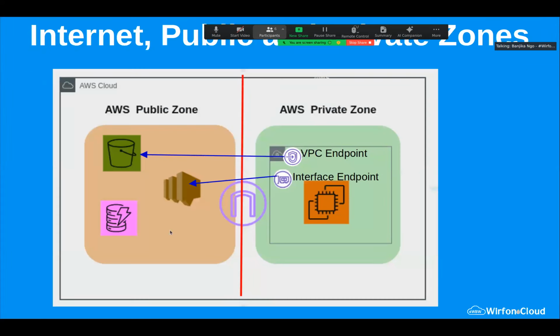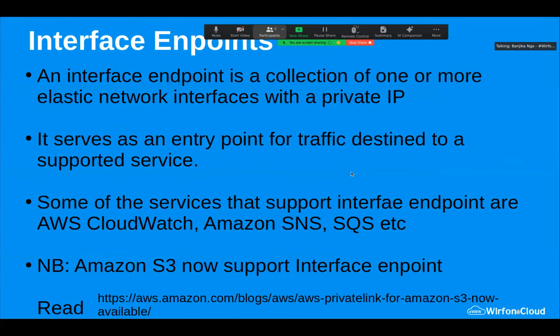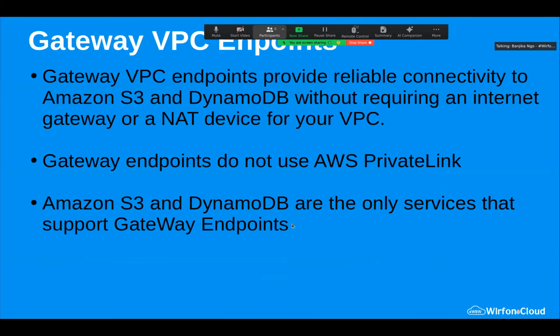There's more to this, but at this level, just know that to access the public services in AWS, rather than using the internet gateway, you can use interface endpoints and gateway endpoints. DynamoDB and Amazon S3 support gateway endpoints, and all other services that use endpoints will support interface endpoints. And I've touched on examples of services here that will support interface endpoints.